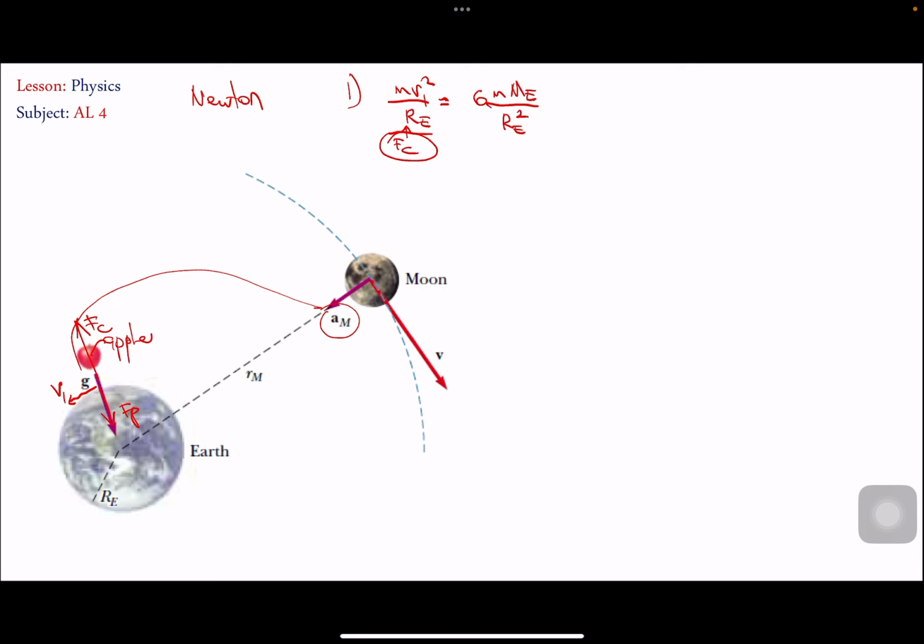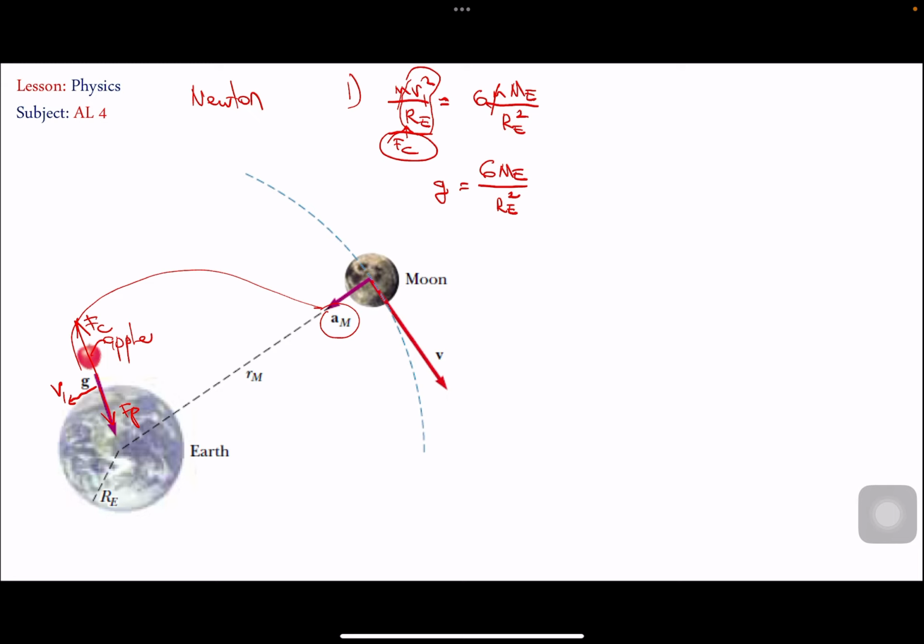Now I can simplify the masses of apple, and you see here, if I simplify, so v squared over r here, this expression will give me the centripetal acceleration, or I call it gravity. So the gravity here equals G times mass of Earth over radius of Earth squared.